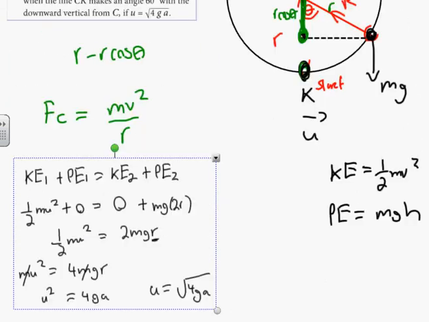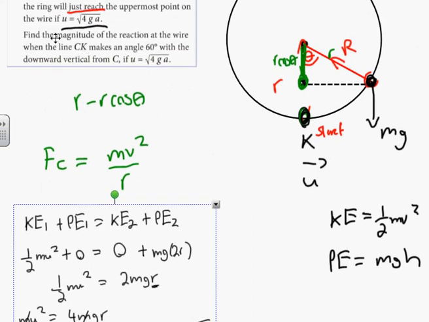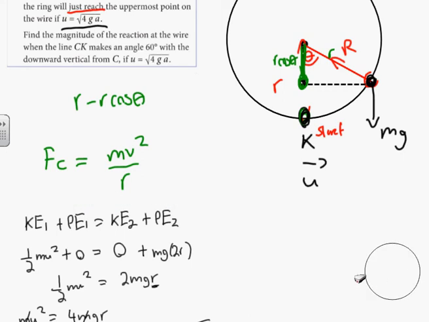Now go back. Find the magnitude and direction of the reaction of the wire when CK makes an angle of 60 degrees with the downward vertical. What does 60 degrees to the downward vertical mean, guys?